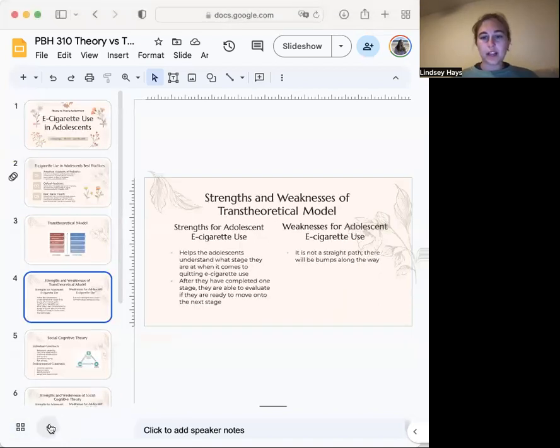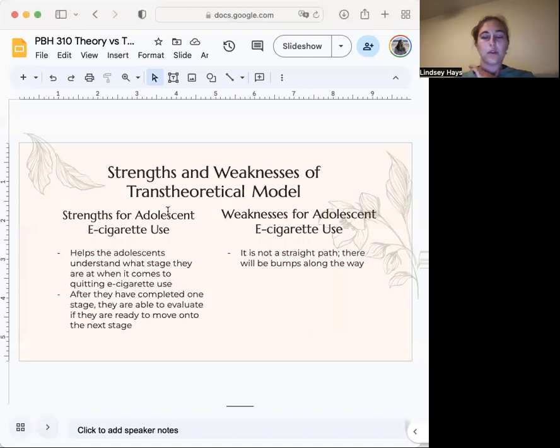Okay, so some strengths and weaknesses of the transtheoretical model. It helps adolescents understand which stage they're at when it comes to quitting e-cigarette use, so they are able to refer to that model and decide where they're at. Am I still vaping every day and I don't even think about quitting? Then I'm in that pre-contemplation phase. Have I stopped vaping for over 6 months and I don't even think about it? Now I'm in termination. Or I saw one of my friends vaping and it sparked something in me and maybe I'll relapse.